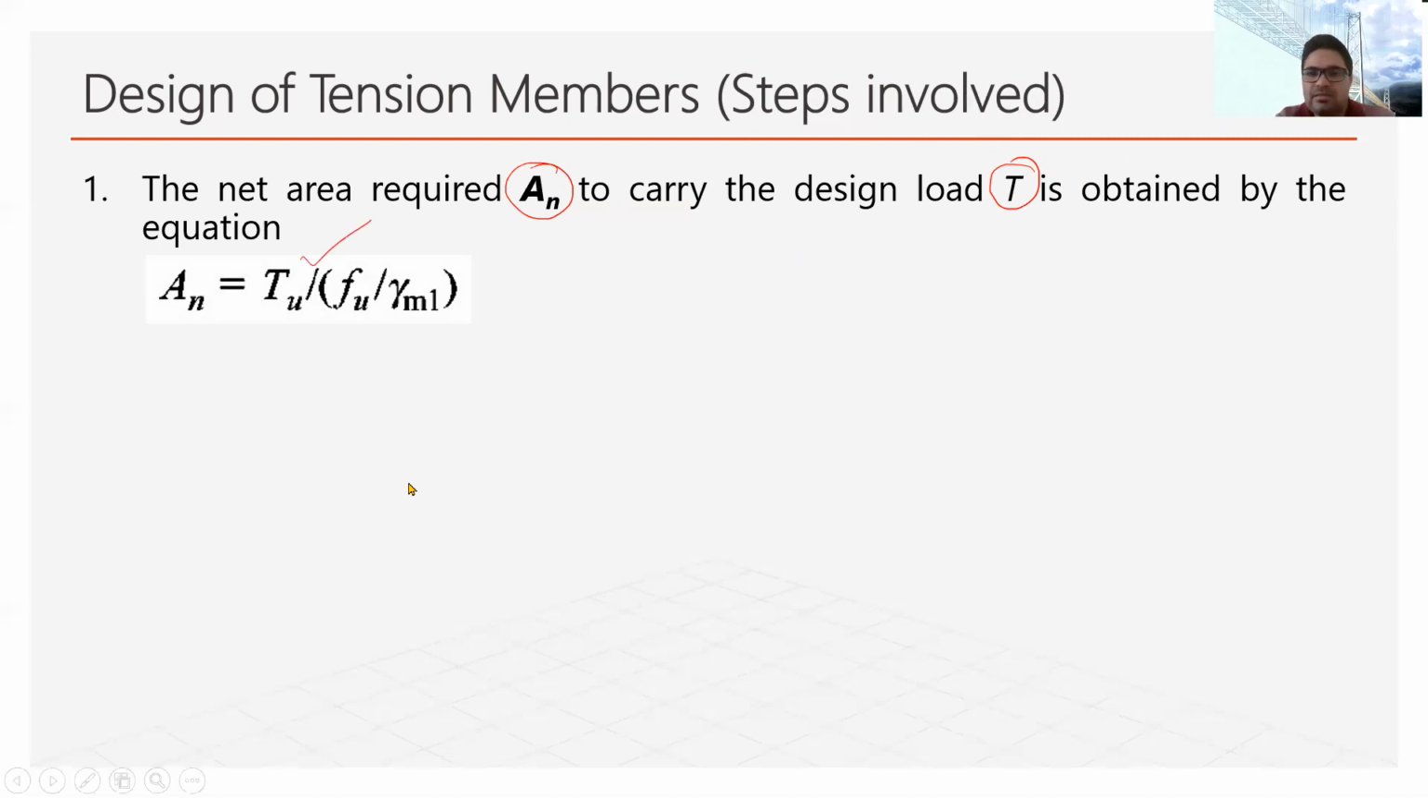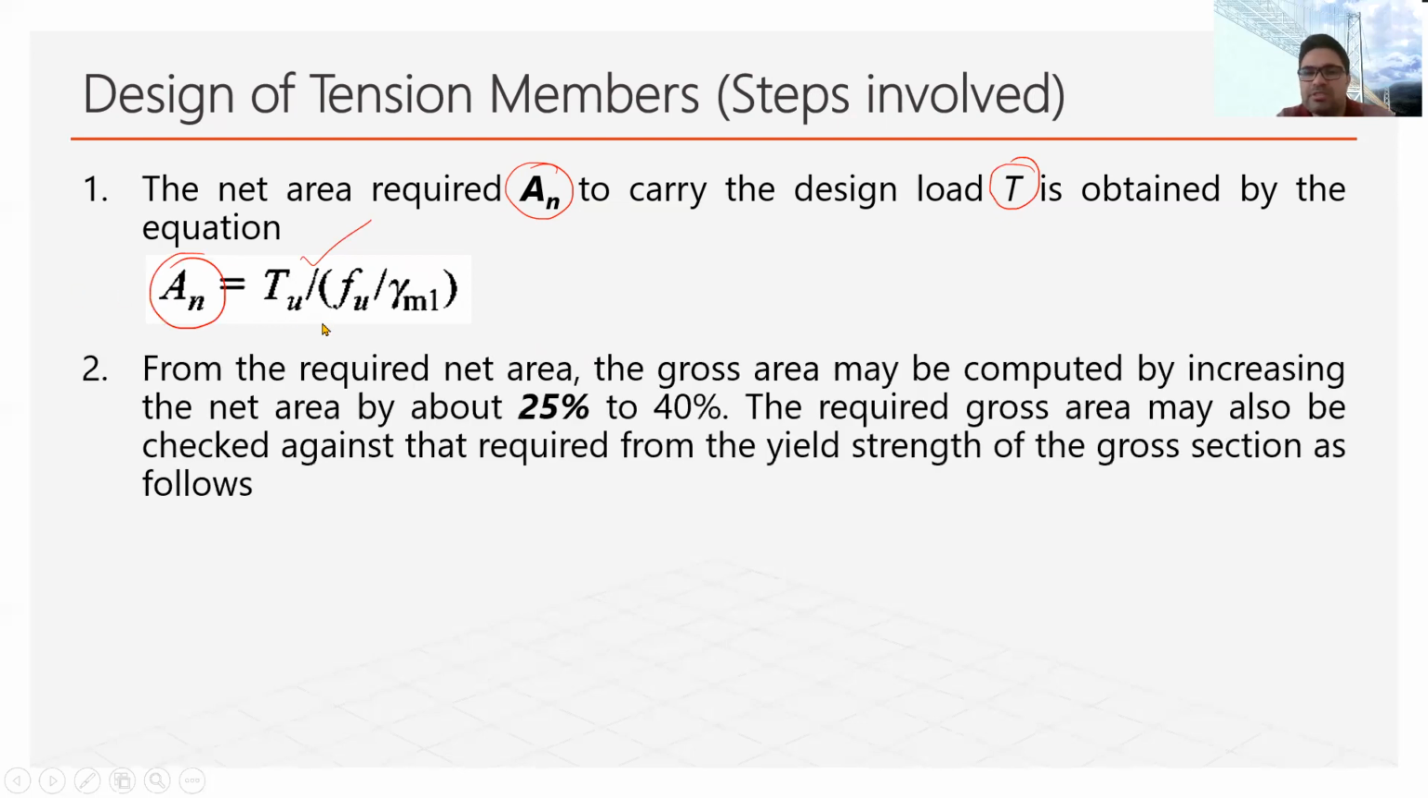Then the section may be connected with bolts, so there will be holes in the section. To accommodate those holes, once we get the area An, we increase this area by 25 to 40% depending on the number of bolts. So from the required area, we increase it by 25 to 40% to accommodate the area of the holes. At the same time, we can also calculate the gross area.